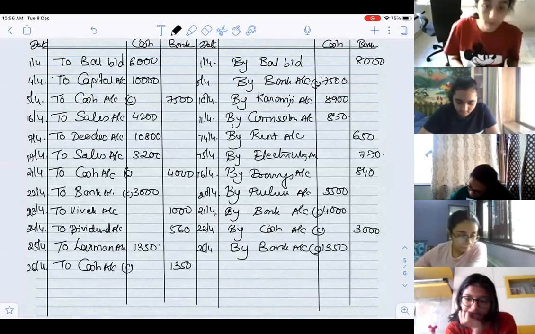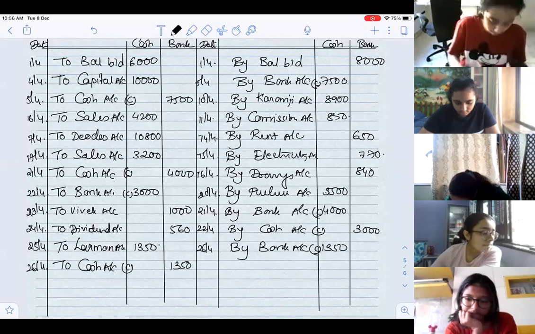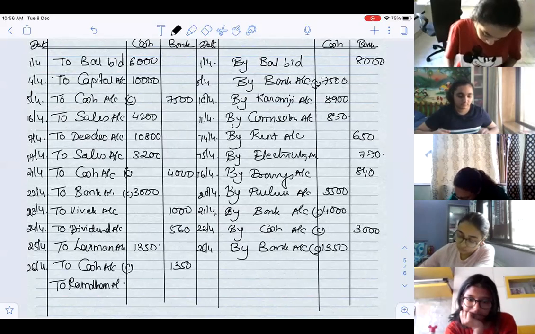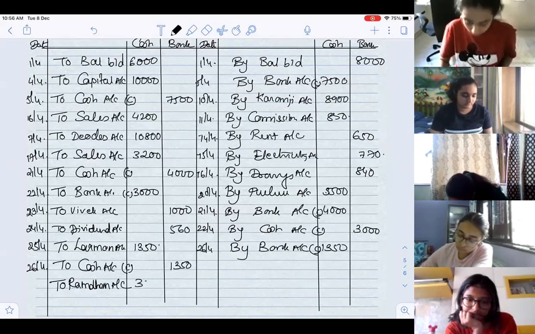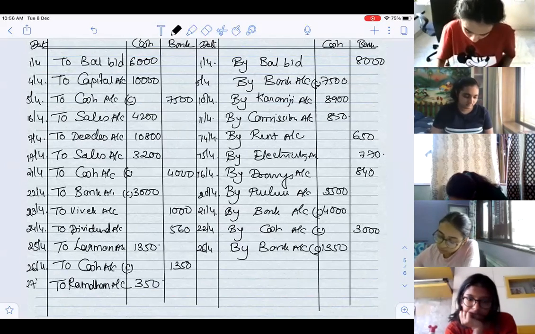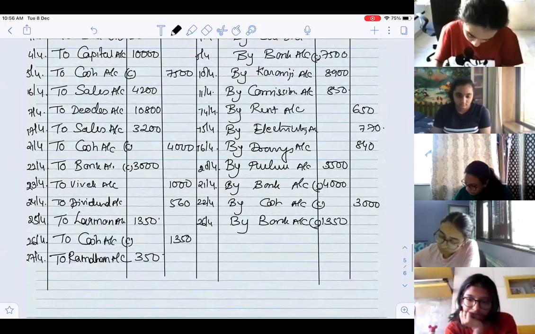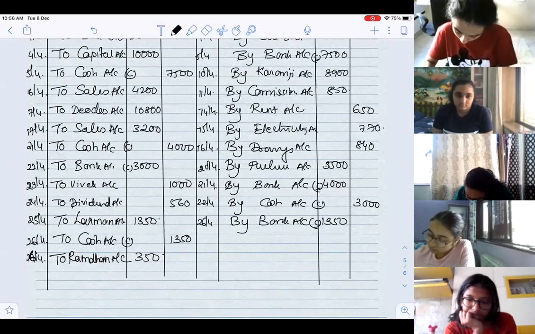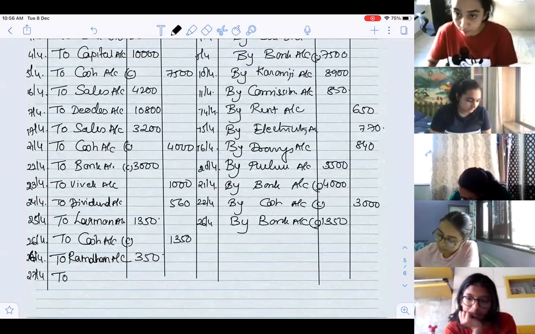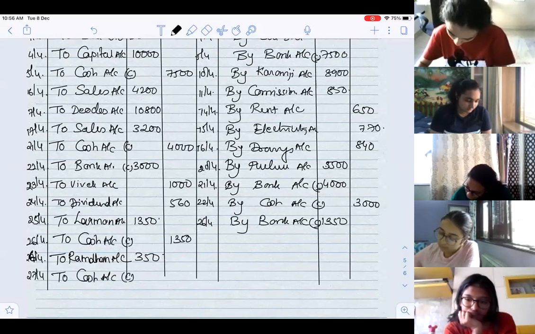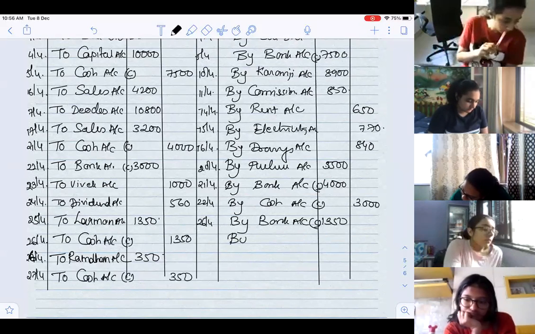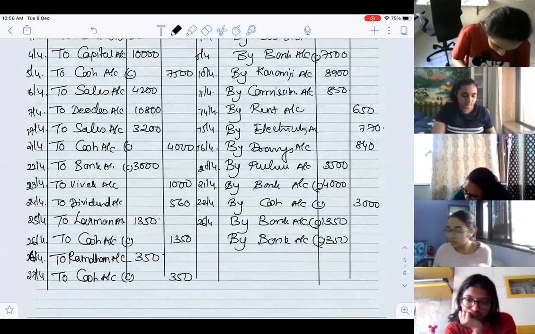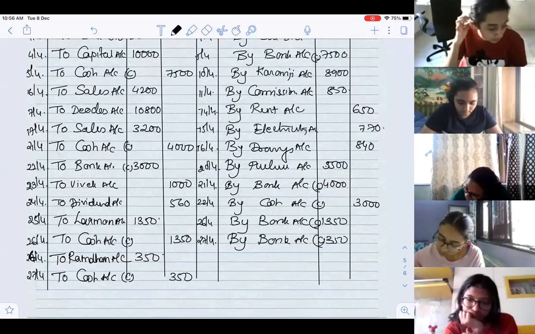Then a check of 350 received from Ramdan. Will it be cash to Ramdan or bank to Ramdan? Cash to Ramdan. This is also cash to Ramdan because if you read carefully, the deposit was made the next day. So on 26th, to Ramdan in the cash column, and on 27th when deposited, bank to cash. Bank to cash is a contra entry, to cash in the bank column and by bank in the cash column. So whenever a check comes, be alert.